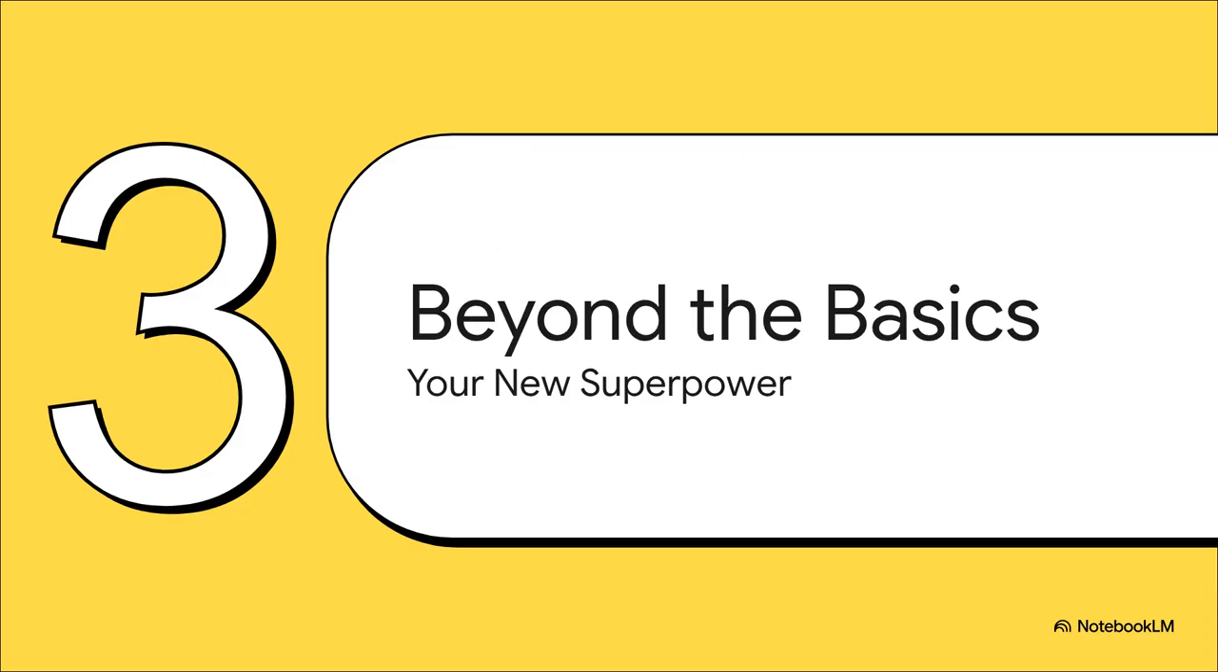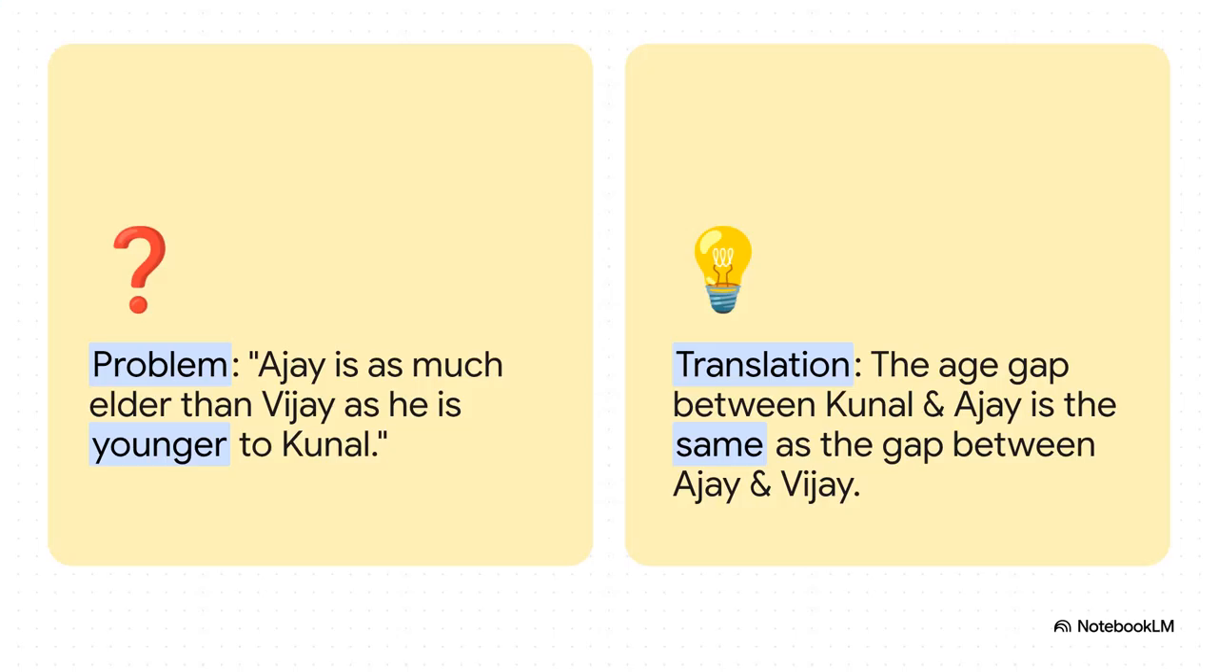Now, the cool thing is, this whole translation idea isn't just for this one specific type of problem. You can think of it like a new superpower, and it works on all sorts of different age questions. Let me show you what I mean. Okay, check out this wording. Ajay is as much elder than Vijay as he is younger to Kunal. That sounds like a riddle, doesn't it? But let's just translate it. It's really just a fancy way of saying that Ajay's age is smack dab in the middle of Vijay's and Kunal's. The difference in age between Kunal and Ajay is the exact same as the difference between Ajay and Vijay. See? A confusing sentence becomes a simple, balanced equation.